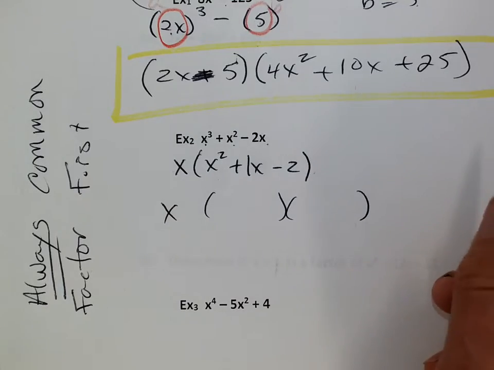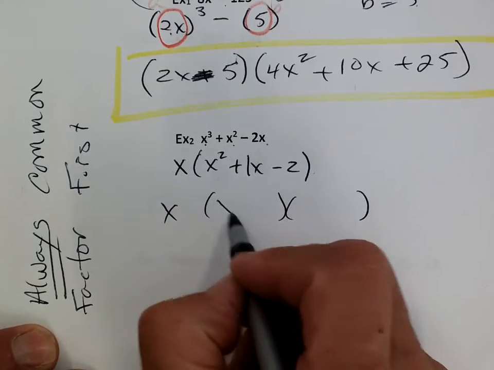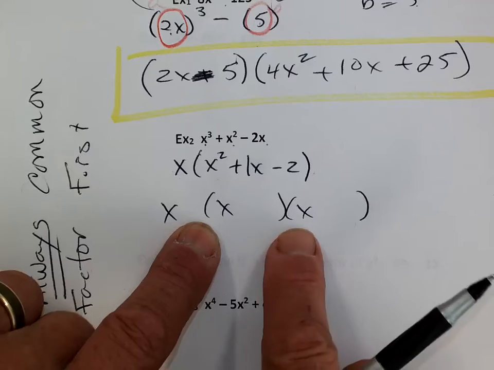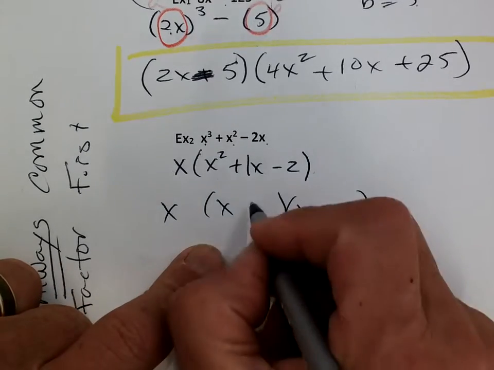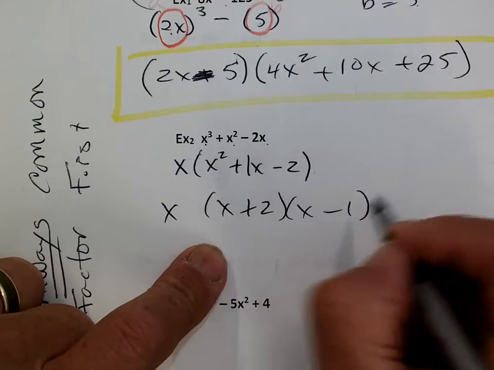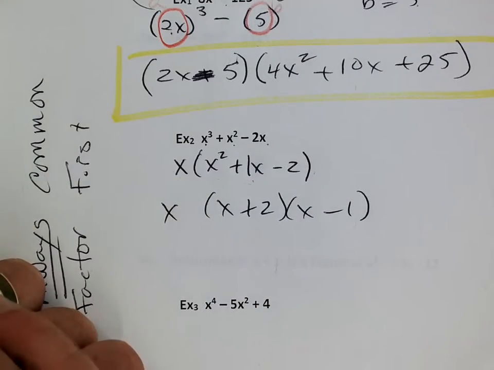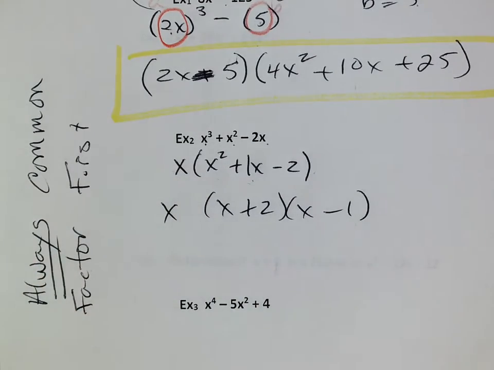Factor again. I notice x makes my x squared, and I'm going to use a positive 2, negative 1. Positive 2, negative 1, because that will give me a middle term of a positive 1x. Okay? All right, awesome.